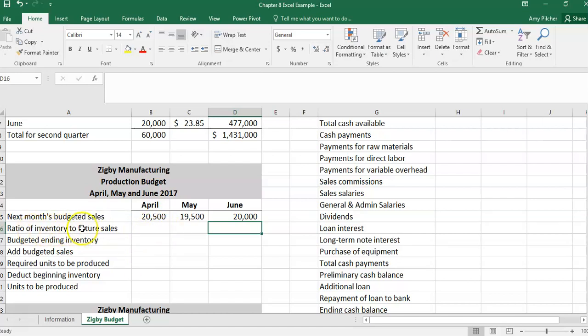So what we need to know is our ratio of inventory to future sales. What that ratio of inventory to future sales policy tells us is how much finished goods stock we want to have on hand as a buffer for the next month. This can also be called safety stock. How much stock do we want to have at the end of the month?